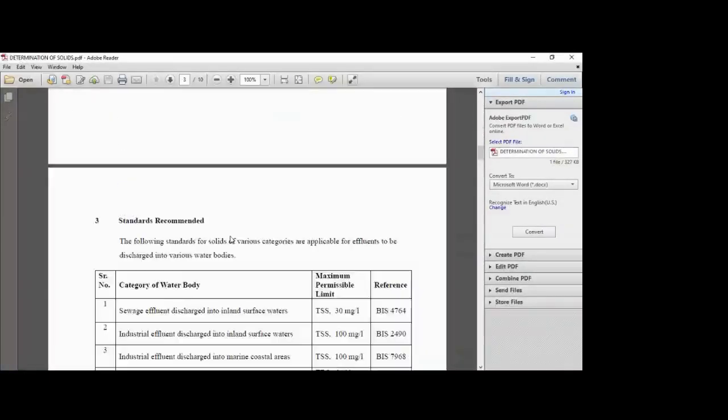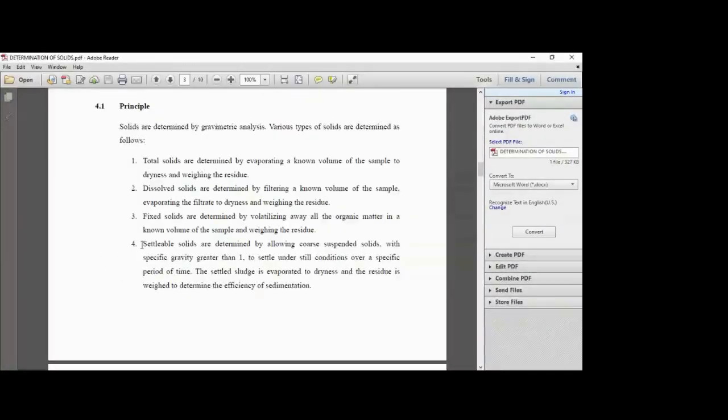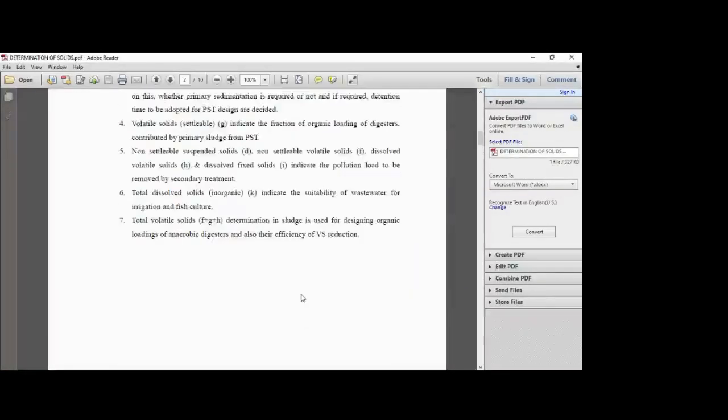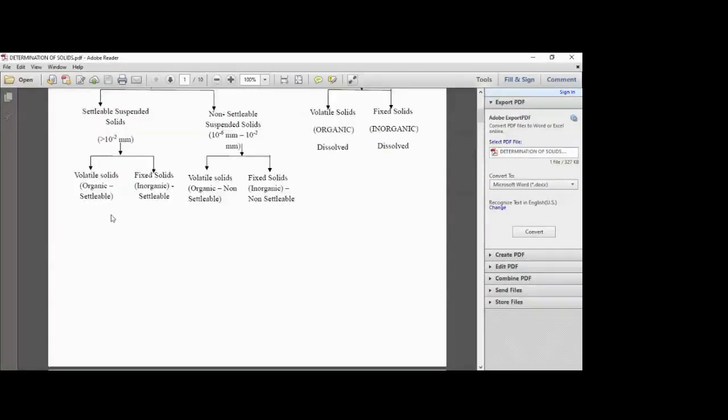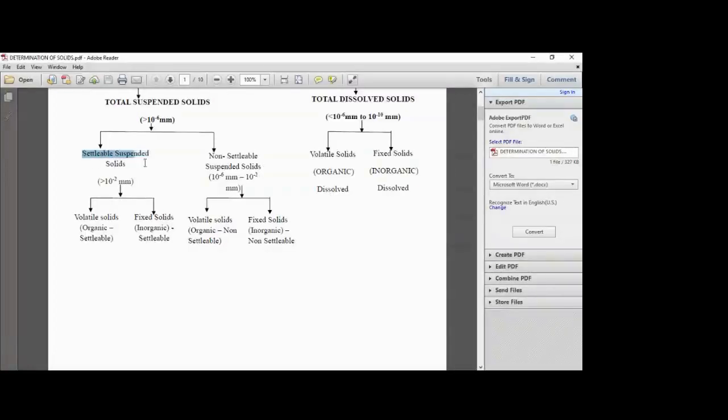So the same is the case with your settleable solids also. Now when I have to find out the settleable solids, they are determined by allowing the coarse suspended solids with specific gravity greater than 1 to settle under still conditions over a specific period of time. The settled sludge is evaporated to dryness and the residue is weighed to determine the efficiency of the sedimentation.